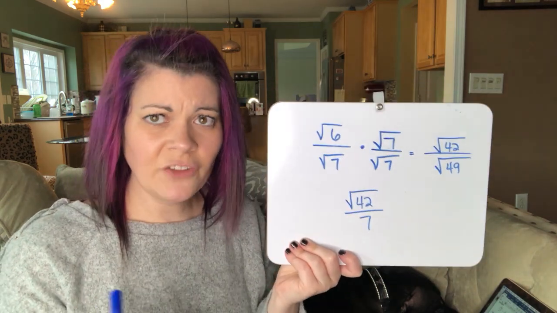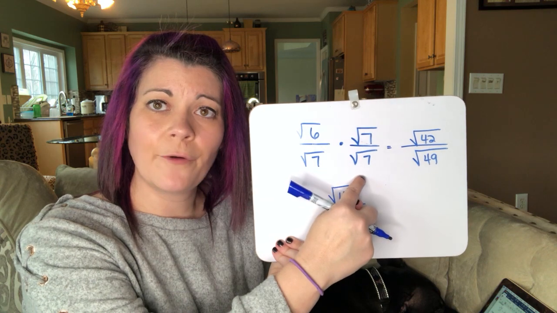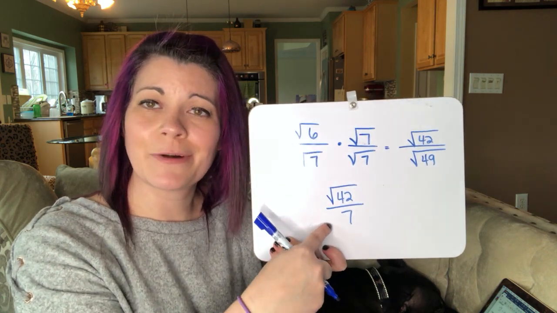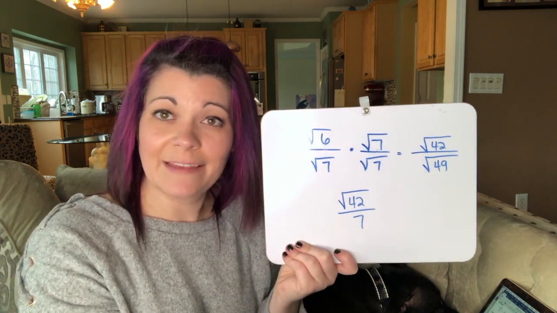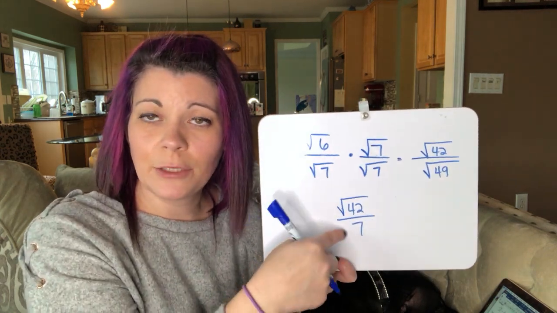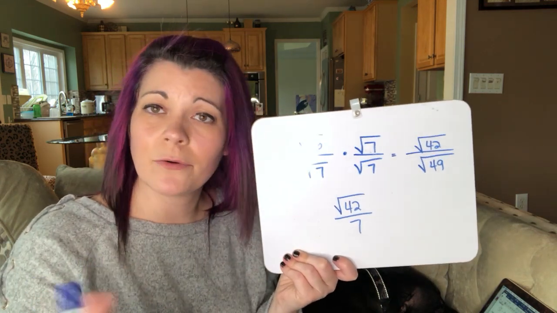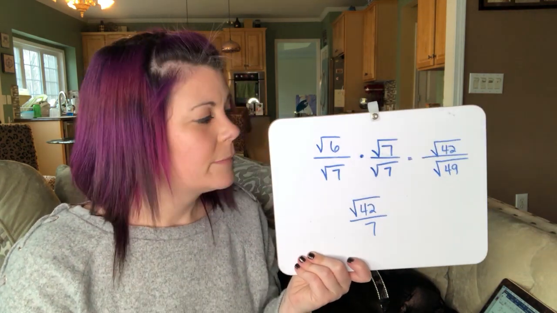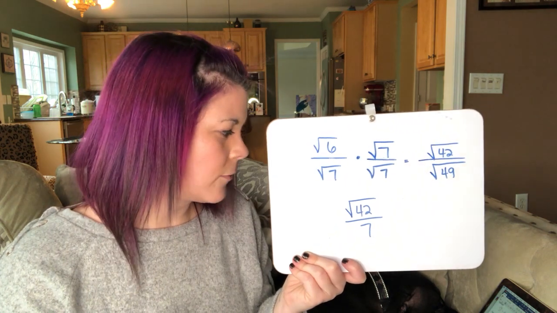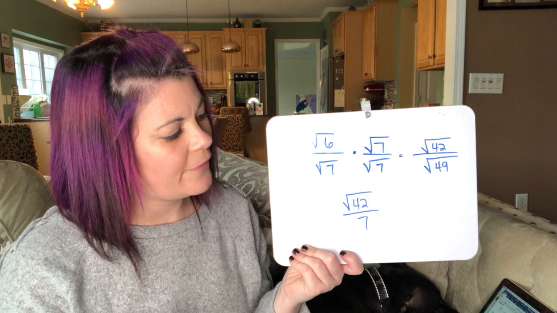So square root of 42 all over 7. Okay? So let's talk about this. Anytime you multiply a radical by itself, you just basically take that number out of the radical, because 7 times 7 is 49, square root of 49 is 7. You notice it's just that number out of the radical. So to take anything out of a radical, you can just multiply it by itself to take it out of the radical.